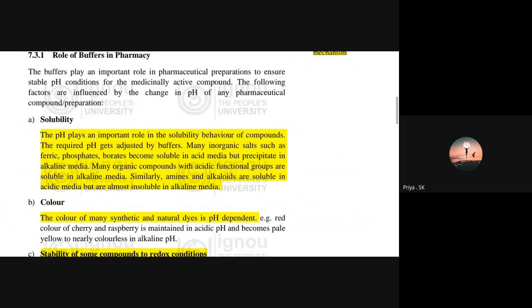Many inorganic salts such as ferric, phosphates, and borates become soluble in acid media but precipitate in alkaline media. Many organic compounds with acidic functional groups are soluble in alkaline media. Similarly, amines and alkaloids are soluble in acidic media but almost insoluble in alkaline media. So pH is the main factor determining the solubility of many compounds.